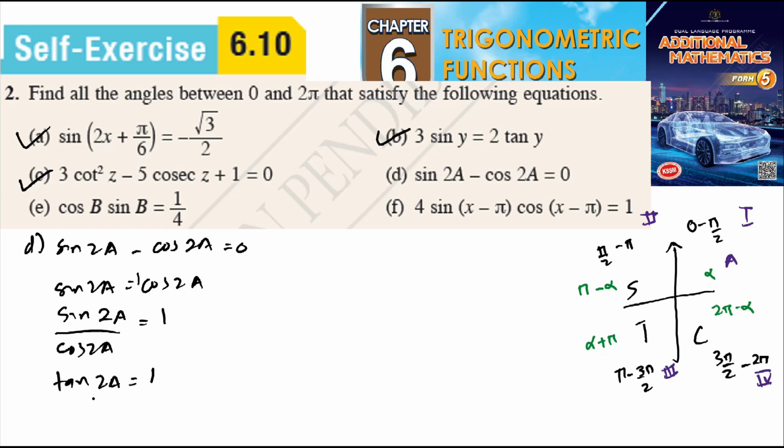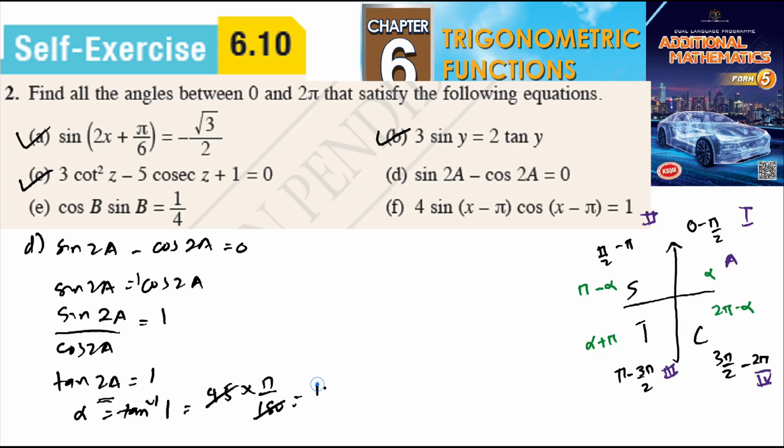Now this is using a, right? So we know that we use a reference angle. So tangent alpha is equal to 1, and alpha is equal to tangent inverse 1. Using your calculator, tangent inverse 1, you get 45 degrees, right? 45 degrees times pi over 180, which is equal to, 180 divided by 45, 4.